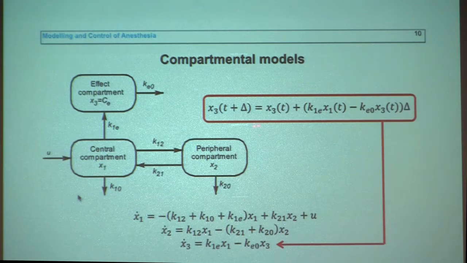So you divide the time in intervals of delta t, and you say the amount of drug in compartment number 3 here, the effect compartment, at time t plus delta, is the amount of drug at time t plus the variation, and the variation is the rate of change, which is proportional to the concentrations of the other compartments, times the interval of time. So by a simple manipulation, and by making delta go to 0, you just get this differential equation.